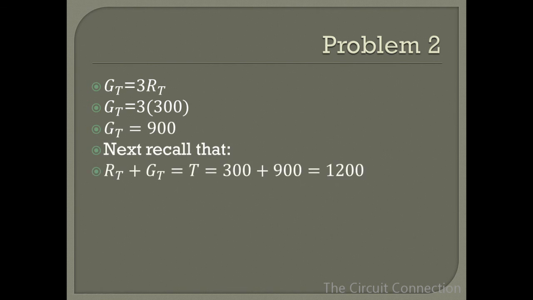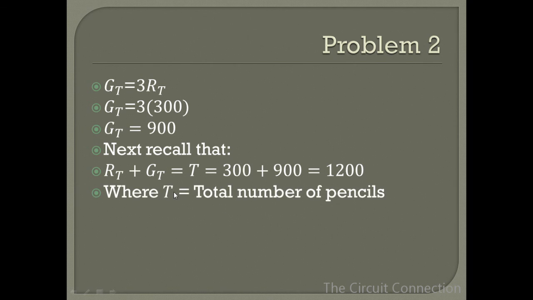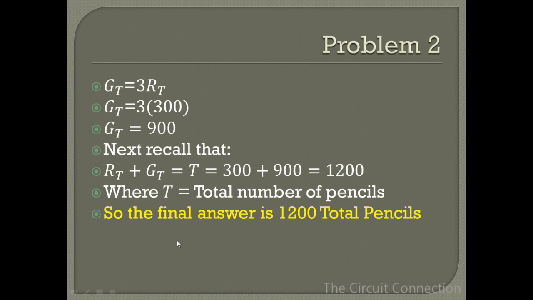Next, recall that R sub T, which is the total amount of red pencils, plus G sub T, that's the total amount of green pencils, equals T, the total amount of all pencils, which is just simplified to be 300 plus 900 based upon what we figured out. 300 plus 900, which is going to give us 1200. So again, T is the total number of pencils, which is 1200. So the final answer is 1200 total pencils.